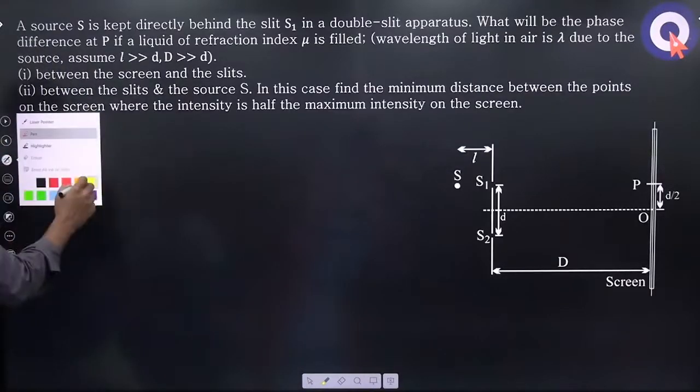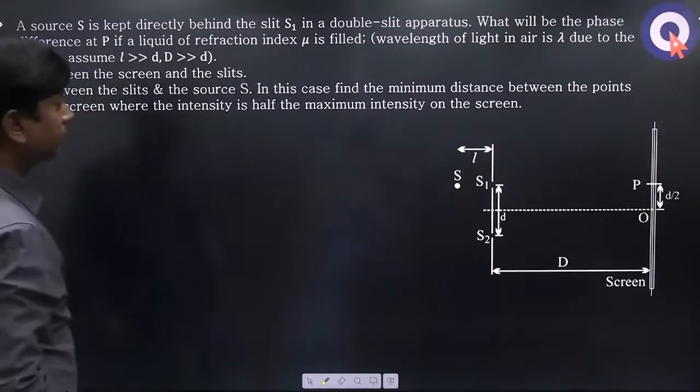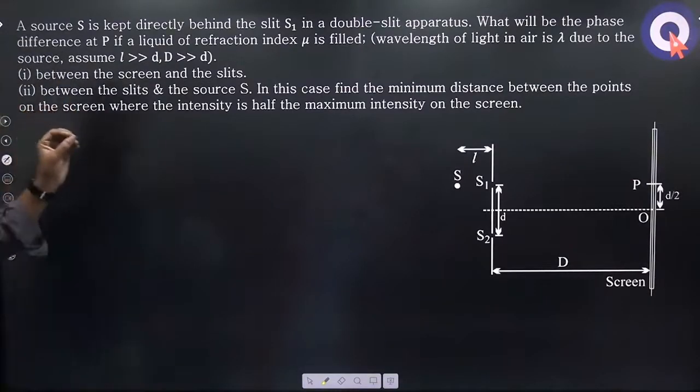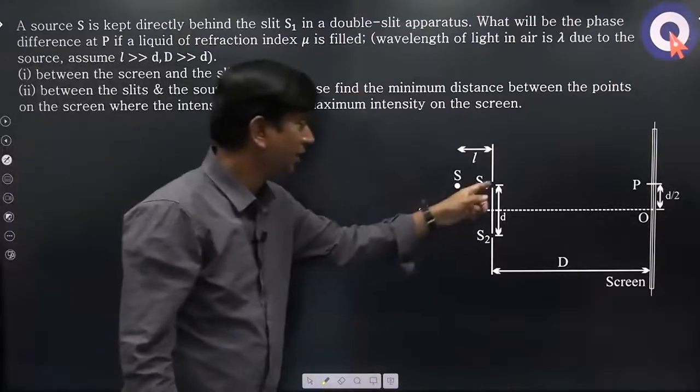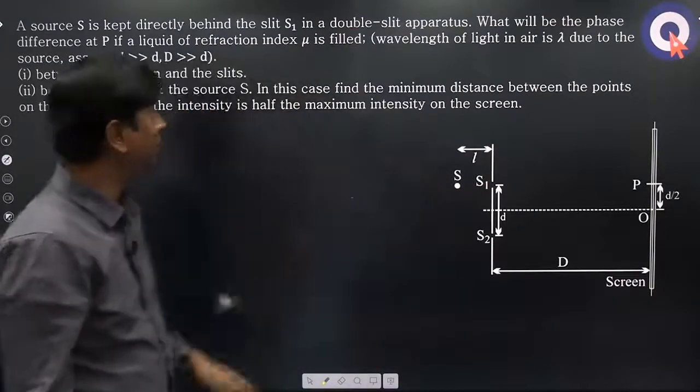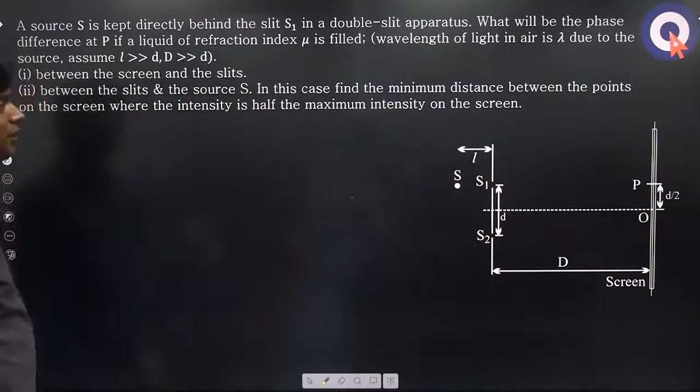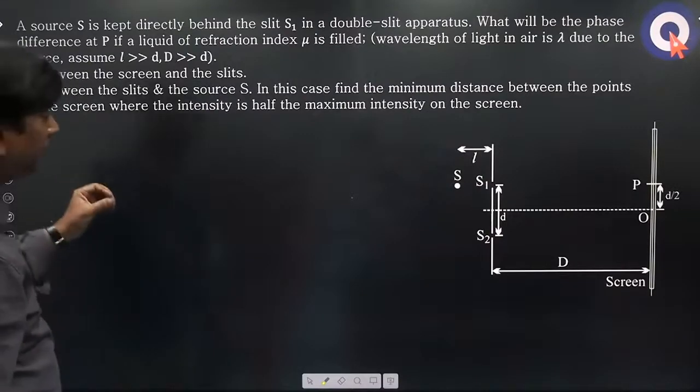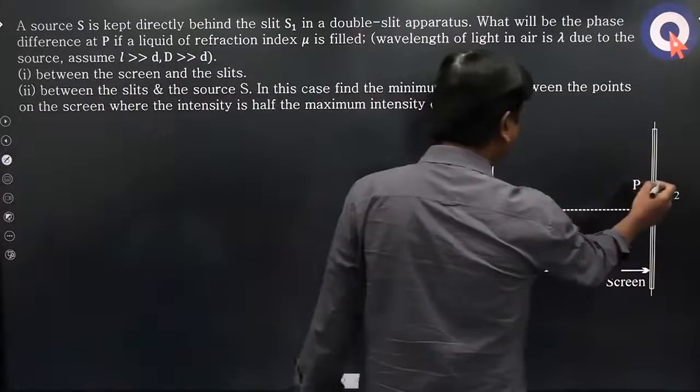So starting with the first one, a source S is kept directly behind the slit S1 in a double slit experiment. What will be the phase difference at point P? Exactly, you are talking about point P. What is the phase difference?